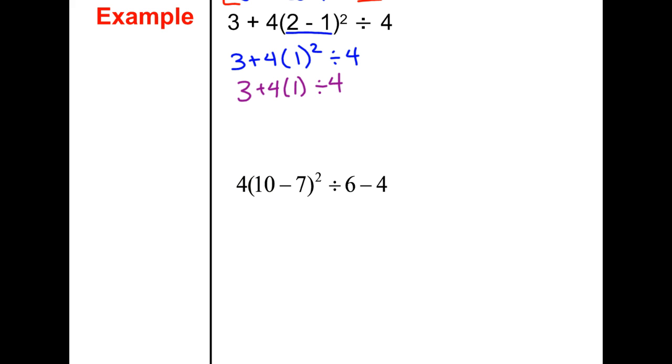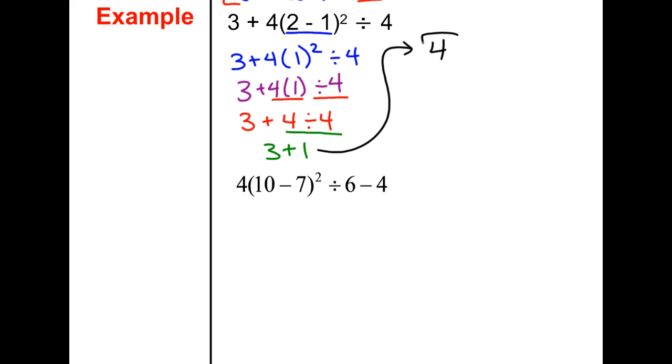Alright, now we're going to do multiplication and division, remembering to go from left to right. So you can see there's multiply and there's divide. But the multiply comes first from left to right, so we're going to do that first. So it's going to be 3 plus 4 times 1, so 3 plus 4 divided by 4. Again, we have division here, so we need to do 4 divided by 4. Well, that's 1. Last but not least, we're going to add those two pieces together, and 3 plus 1 is 4.